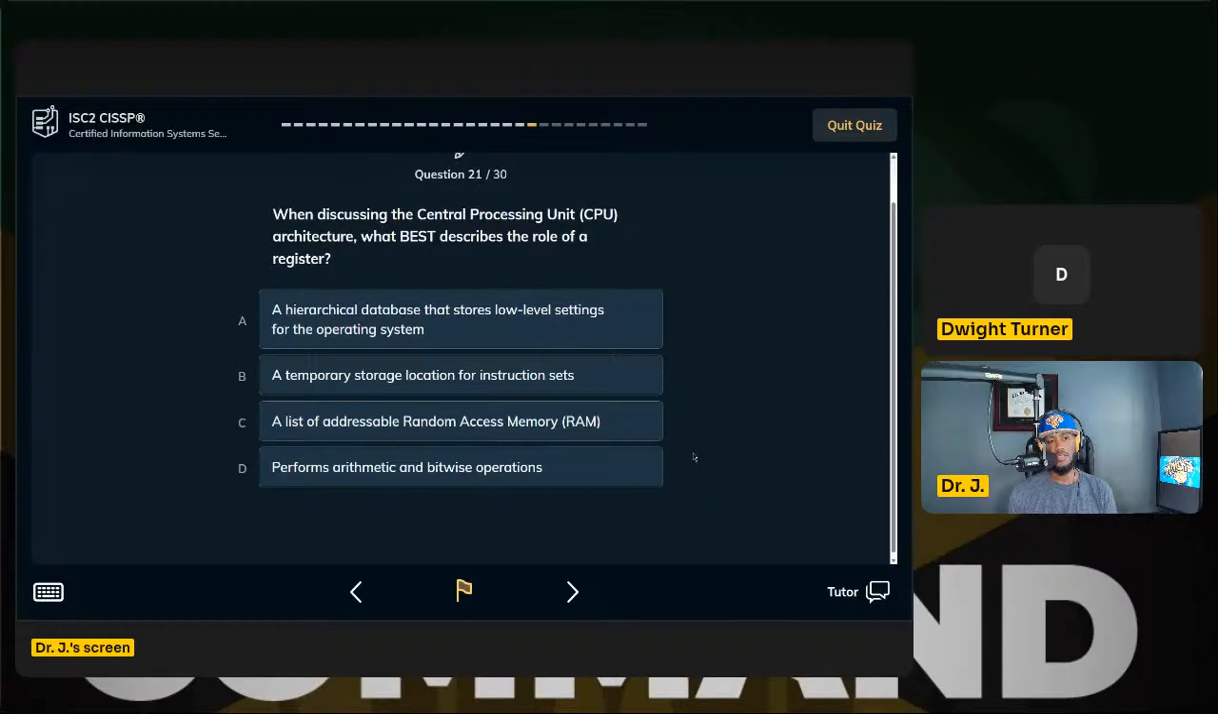A list of addressable random access memory. No. Performs arithmetic and bitwise operations. I don't believe it does that.